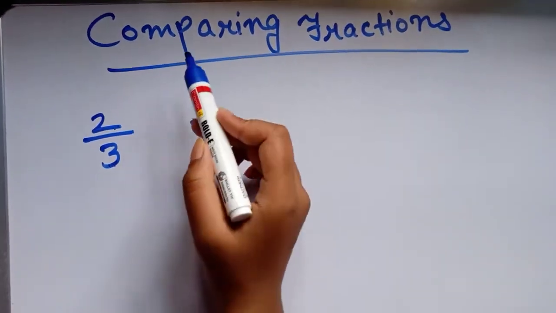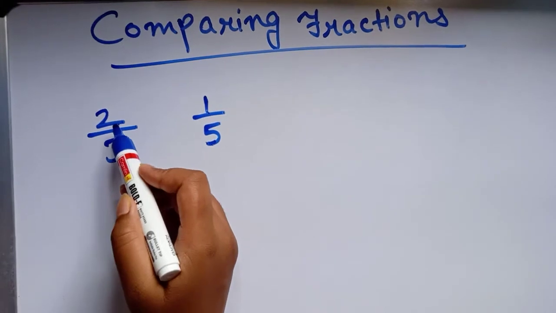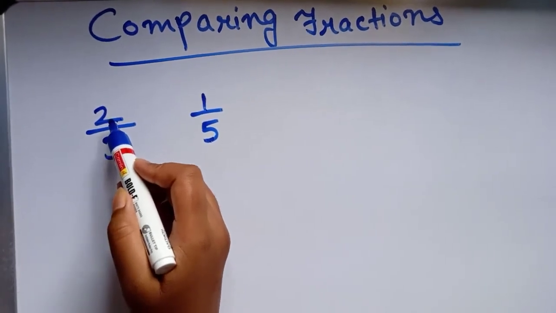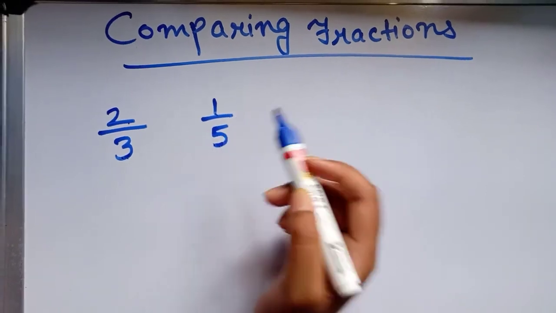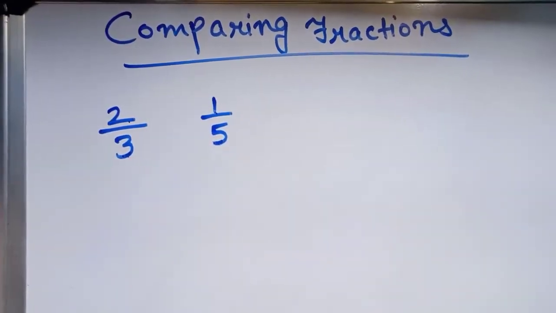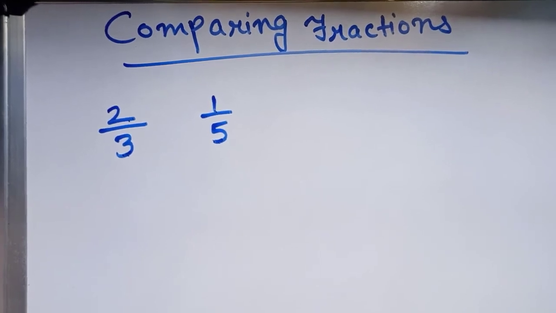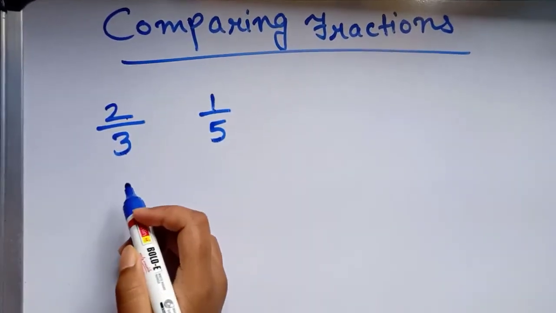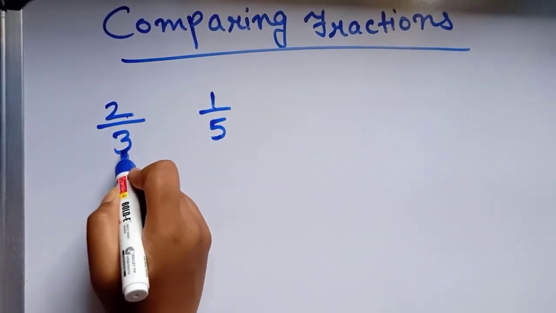Dear children, now let us study about comparing fractions. Over here I have two fractions. The first fraction is 2 by 3 and the other fraction is 1 by 5. Now children, if I have two fractions and I want to find out which fraction is greater and which fraction is smaller, I need to first look at the denominators of each of the fractions.